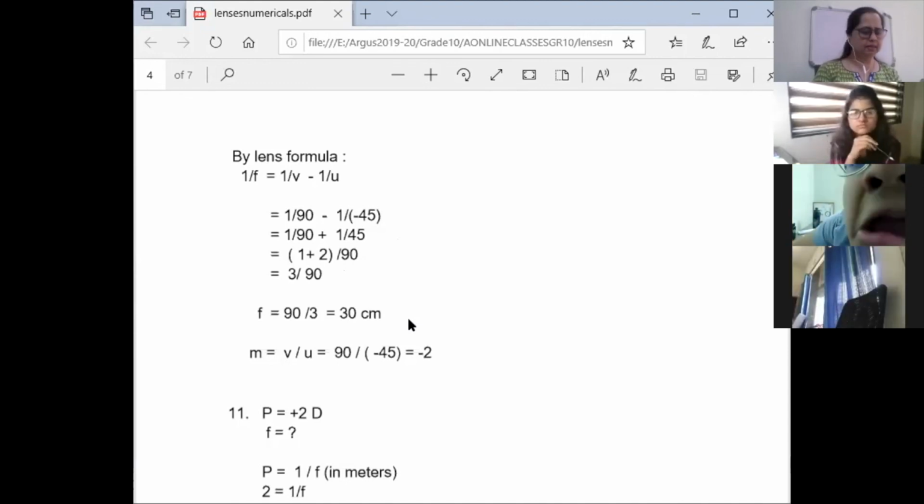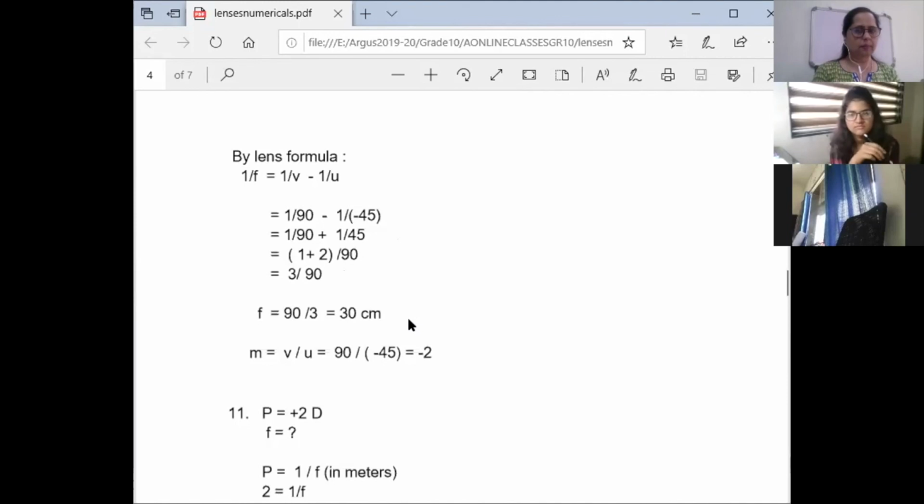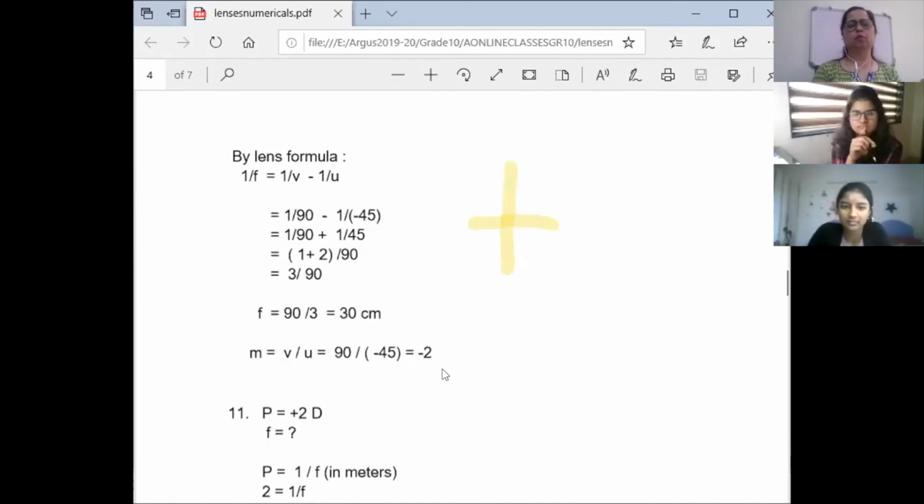What kind of a lens is it? It's a convex lens. Why is it a convex lens? Because focal length is positive. And one more thing, it forms an image on a screen. Concave lens can never form a real image. Screen means it is a real image. So therefore it is a convex lens. And magnification V upon U, so minus 2. Now this is done.